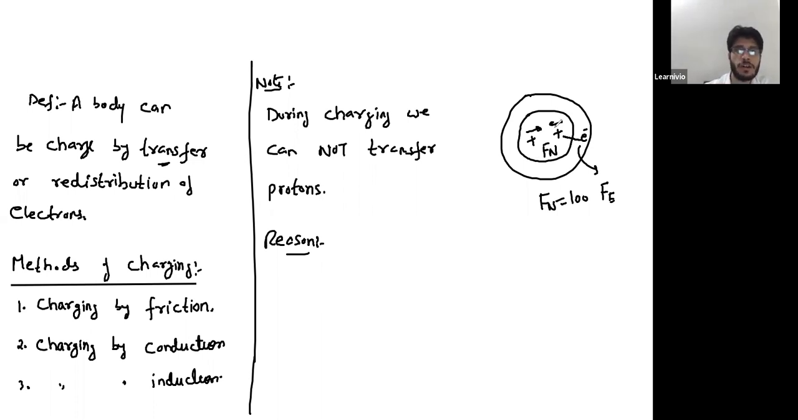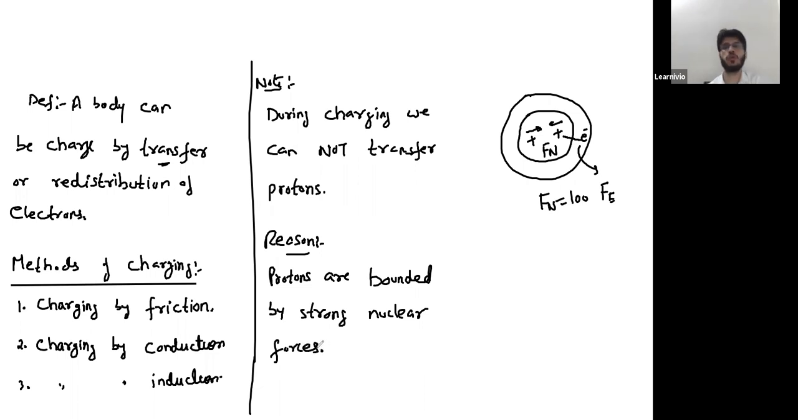So the reason why we cannot transfer protons is that protons are bounded by very, very strong nuclear force. So we cannot add or remove a proton. But the force with which electrons are bounded is comparatively weak. So we can easily add or remove an electron through these methods, either by friction or by conduction or by induction. But through these 3 methods, we cannot remove or add a proton.